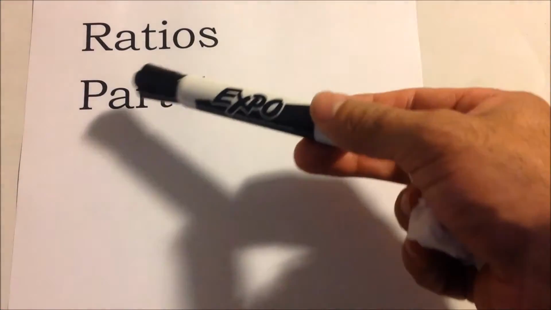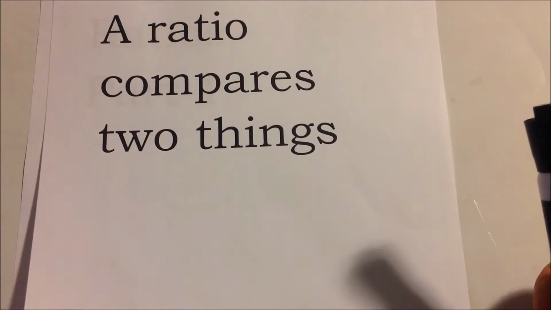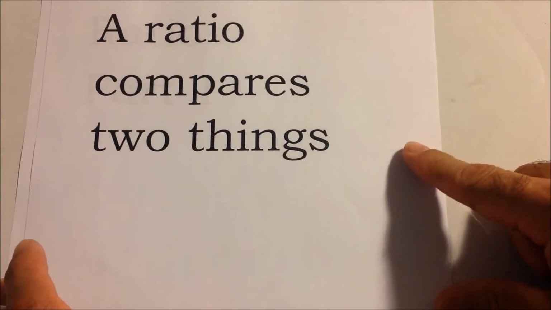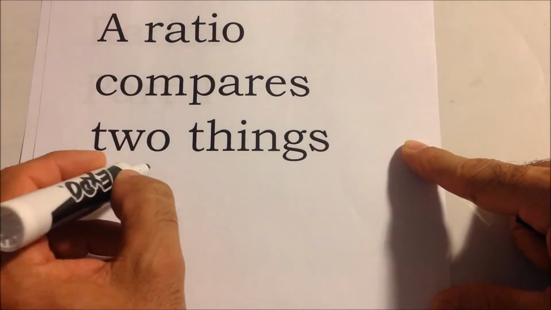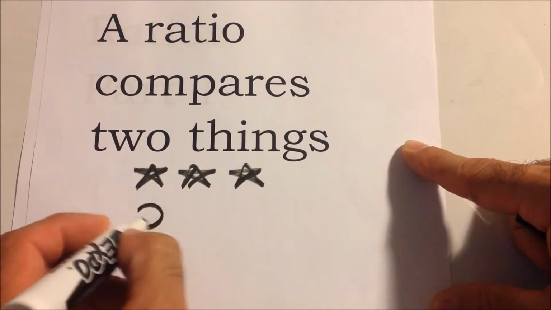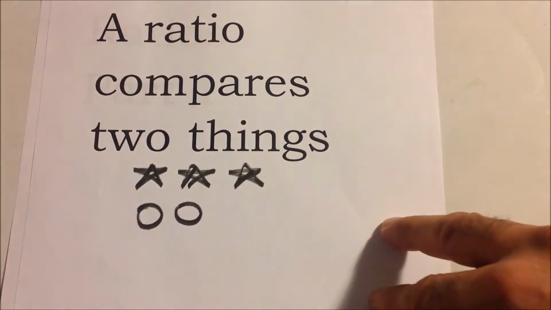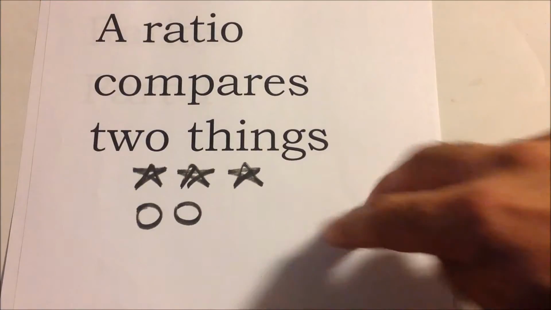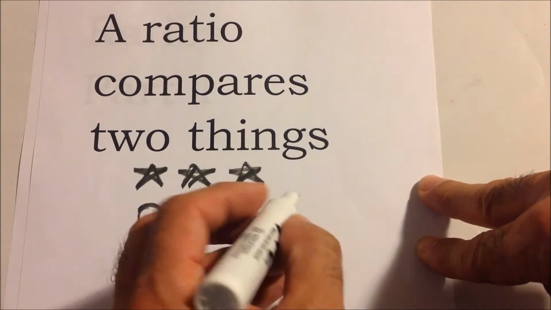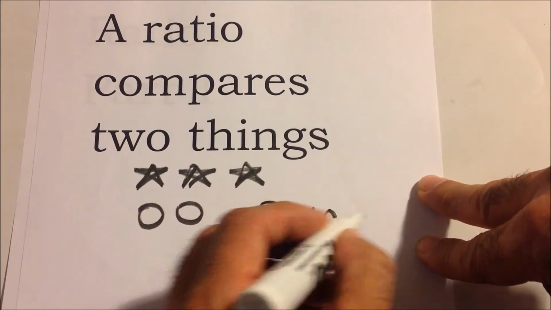Okay, here's our video on ratios. So ratios compare things. They compare two things. So for example, let's say we compare the number of things. Let's say we had these stars and we had circles. So with a ratio, you're comparing the number of stars to the number of circles. In this case, the ratio of stars to circles would be 3 to 2.